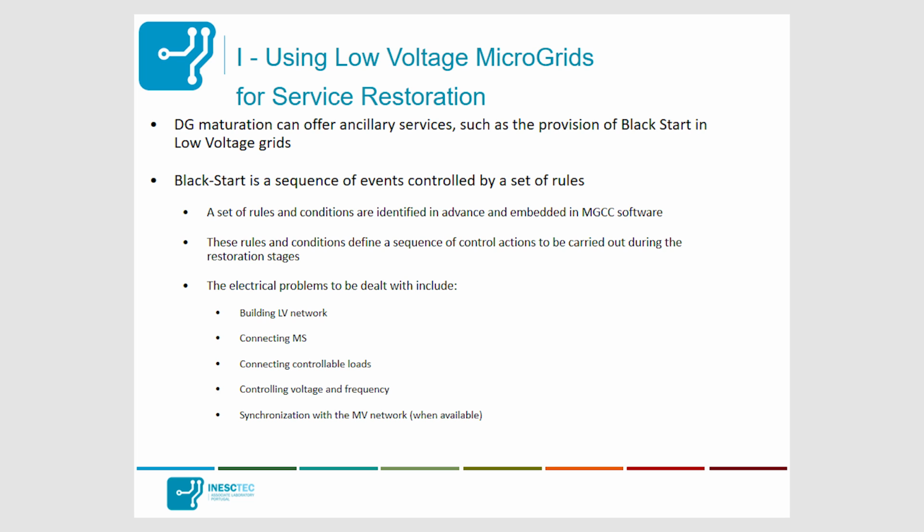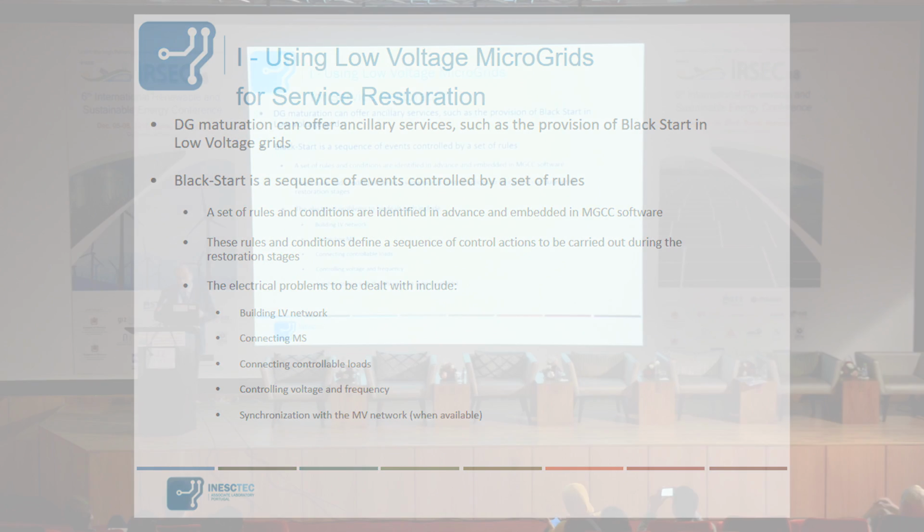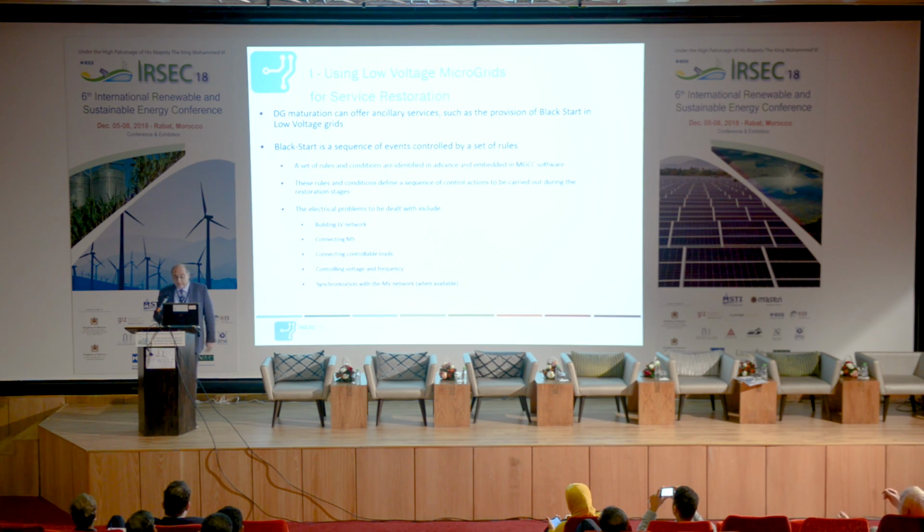And so we can define these rules, and they include building the low voltage network. Building the low voltage network means energizing the network, connecting the microsources, connecting the controllable loads, controlling voltage and frequency, and finally, when it is possible to operate and keep this operation for enough time for the upstream network to have power and voltage from the upstream side, making the synchronization with the medium voltage grid.